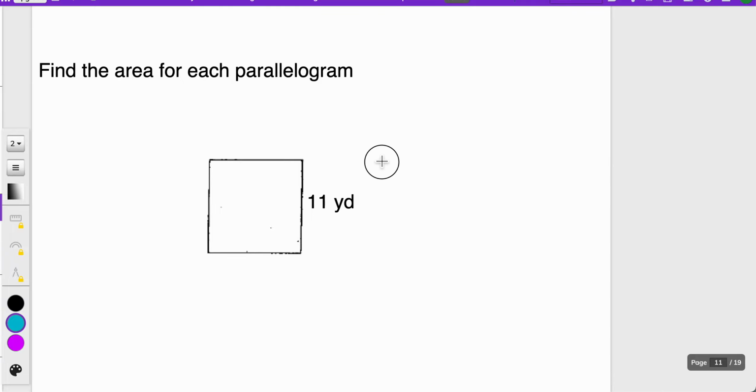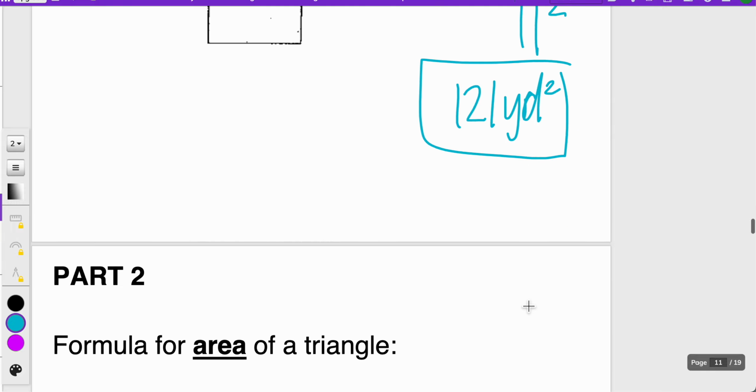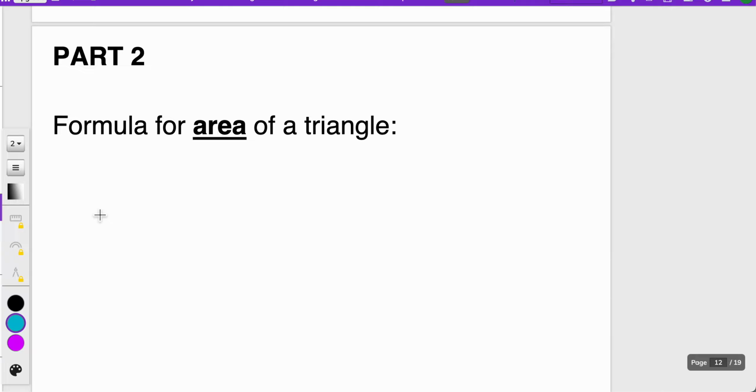Again here, pausing if you need to. You can use base times height or side squared. I'm going to use side squared. 11 squared is 121 yards squared.